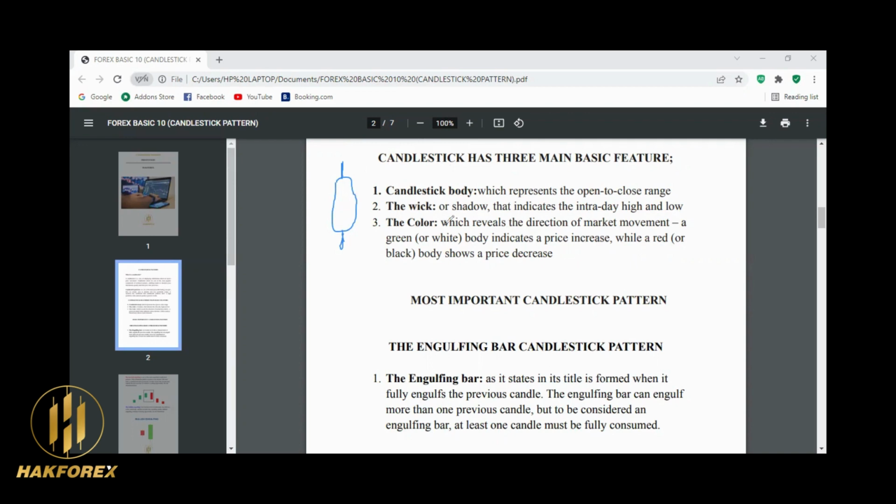Okay, the color here reveals the direction of the price movement. A green or white body indicates the price is increasing. So if you have a green body candle, it tells you the price is moving up. It can be green, it can be white, any color. Some people change the color.